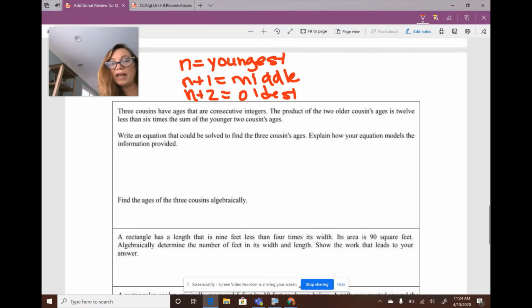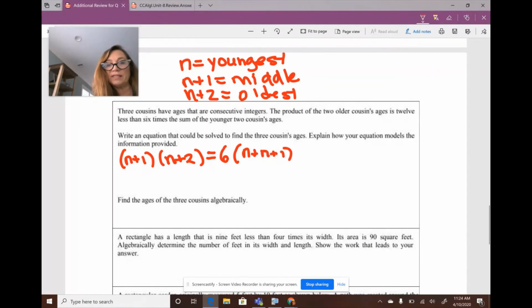Okay, so the product of the 2 older cousins. Product means multiply. So (n plus 1) times (n plus 2), and you've got to put those in parentheses because those are like quantities. The product of the older 2 is 12 less, so equals 6 times the sum of the younger 2. So (n plus 1), sum means to add, and then 12 less is minus 12. So that's my equation.